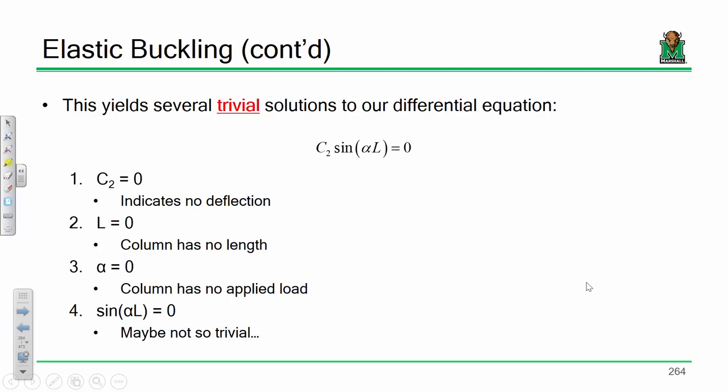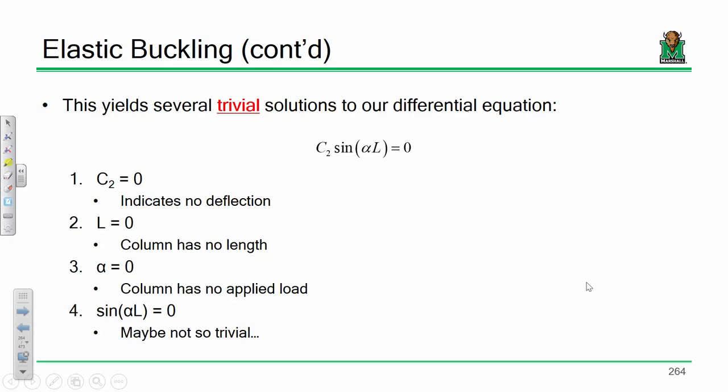Well, I'll give you one. One way that this equation could be true is if L equals 0, right? Because if L equals 0, then the sine is 0, and that's true. But that doesn't make sense physically, because for L to be 0, the column has to have no length. That doesn't really tell us much.